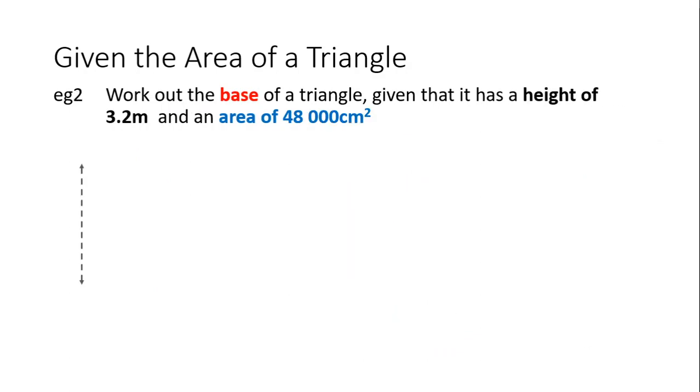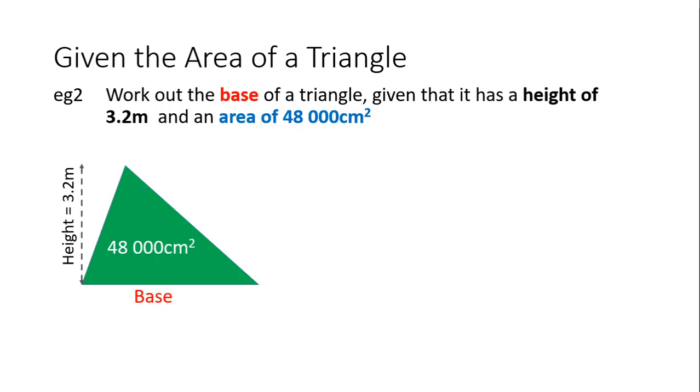Work out the base of the triangle given that the height is 3.2 meters and the area is 48,000 centimeters squared. Here's my diagram. Step 1, note the given information. Now this is a bit different this time. The given information is 3.2 meters and 48,000 centimeters squared.